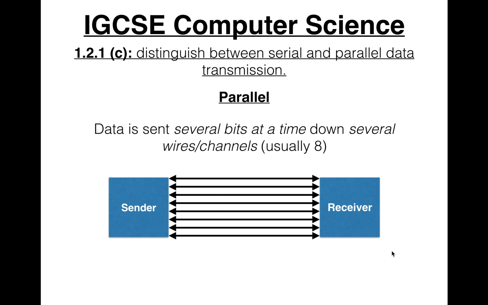And examples of parallel data transmission is, well, one could be sending data to a printer using a ribbon connector. So several bits are sent at a time, and also integrated circuits as well.